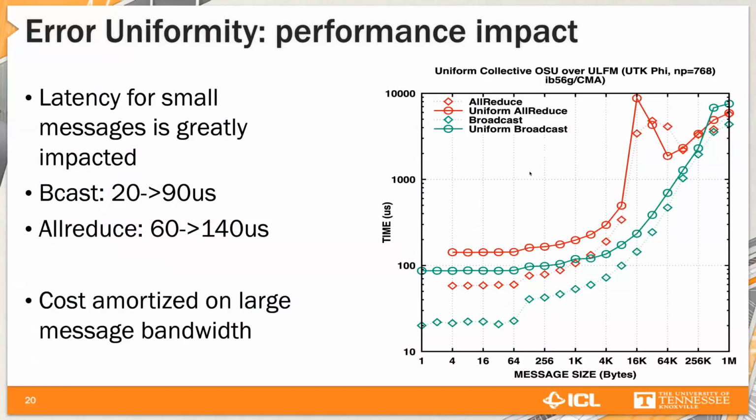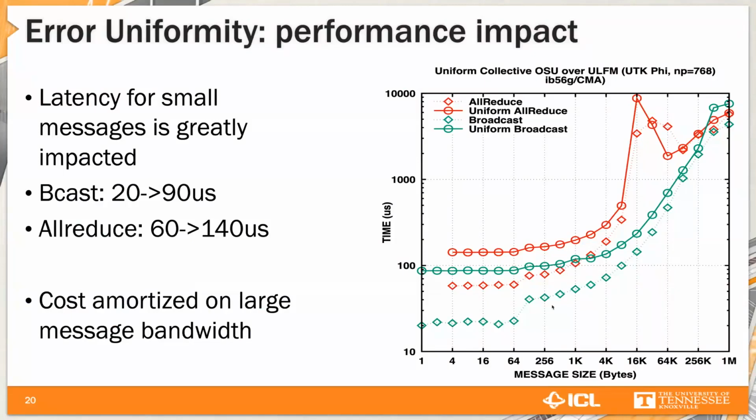As we see on this graph here, we have the all reduce and the broadcast, the normal version and the uniform version of them. And as you can see, for the broadcast, the latency is multiplied by a little over 4, and for all reduce, the latency is doubled, more or less. And then if you go for larger message sizes, you get some amortization going on, because the cost of making sure that everybody returns the same error code gets amortized over the cost of the operation itself. But as you can see, for an application that would be exchanging a lot of small messages with collective operations, the cost can be pretty severe.